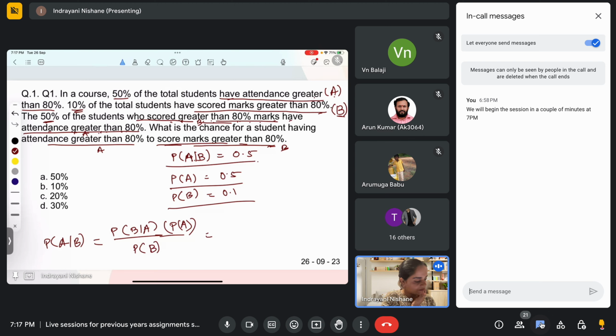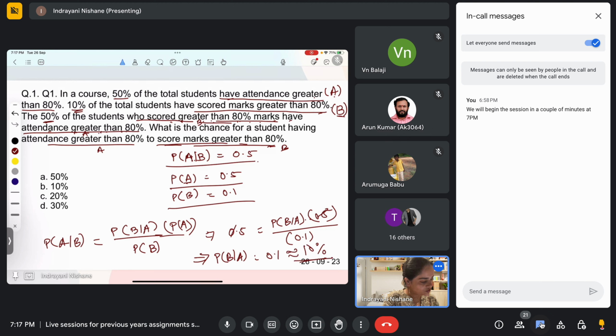So we will do the substitutions. So this implies 0.5 is equal to probability of B by A multiplied by 0.5, which is probability of A, and divided by 0.1. So if we adjust everything, this goes to 0.1, which, if we convert back into percent, should be 10%. So it is all down to interpretation of the problem.